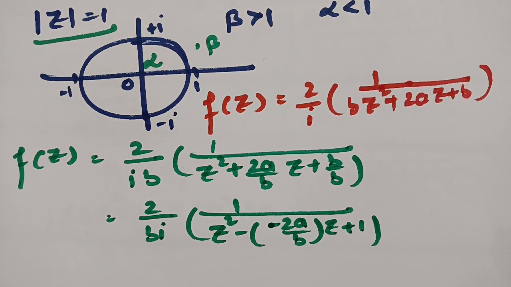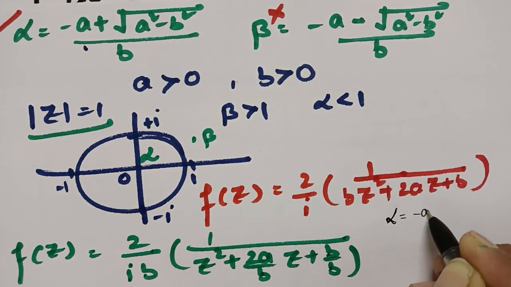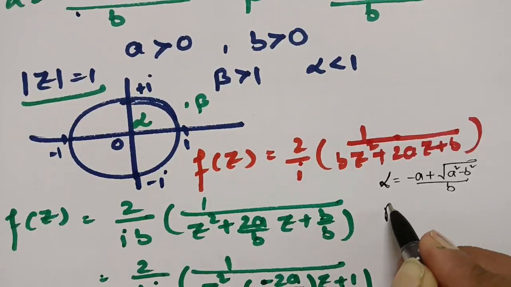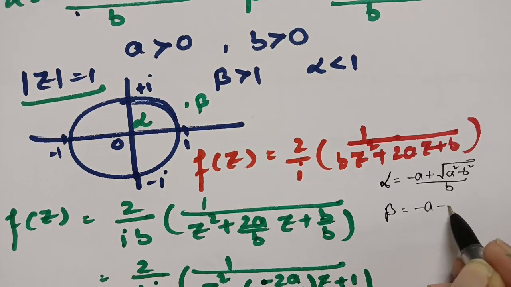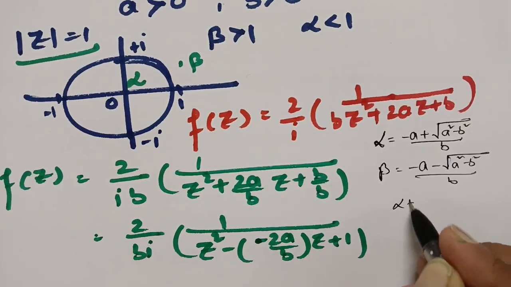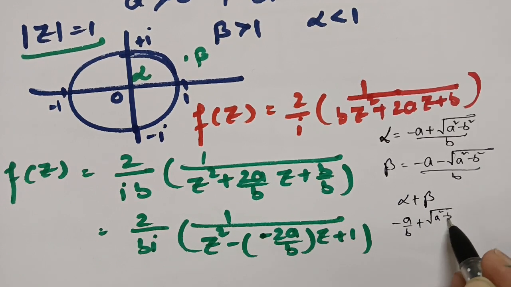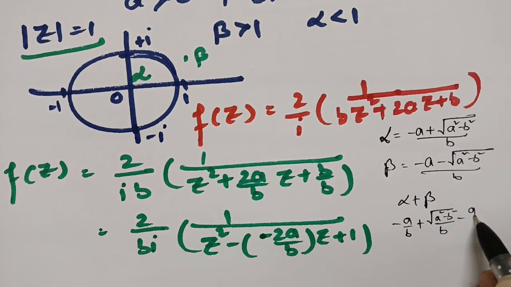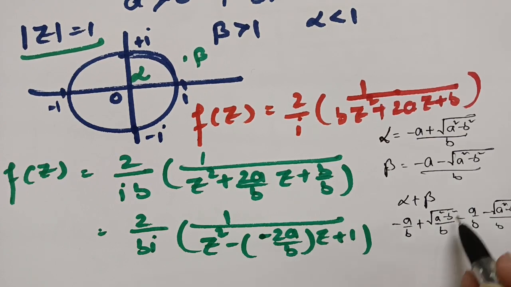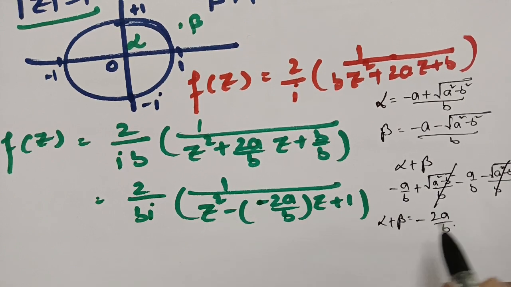So if you consider this one, alpha is equal to minus a plus root over a squared minus b squared, by b, and beta is as clear as minus a minus root over a squared minus b squared, by b. So if I add these two, alpha plus beta: alpha is minus a by b plus root over a squared minus b squared by b, and beta is minus a by b minus root over a squared minus b squared by b. Now I can cancel these two, and this is minus 2a by b. So we got the alpha plus beta value as this one.